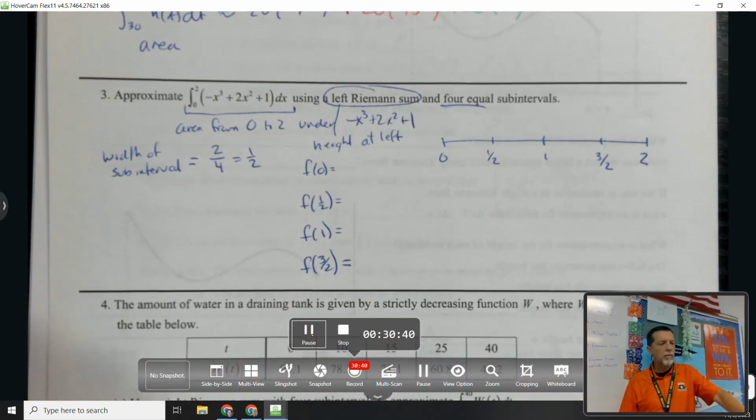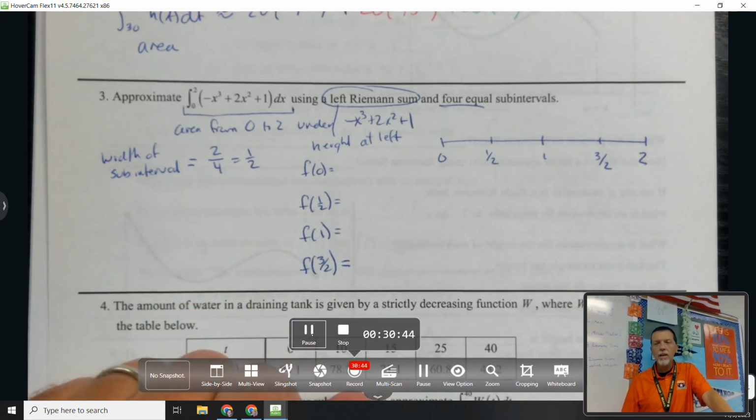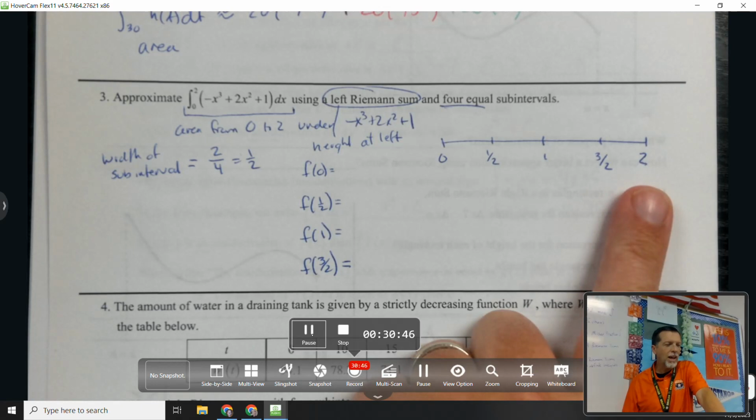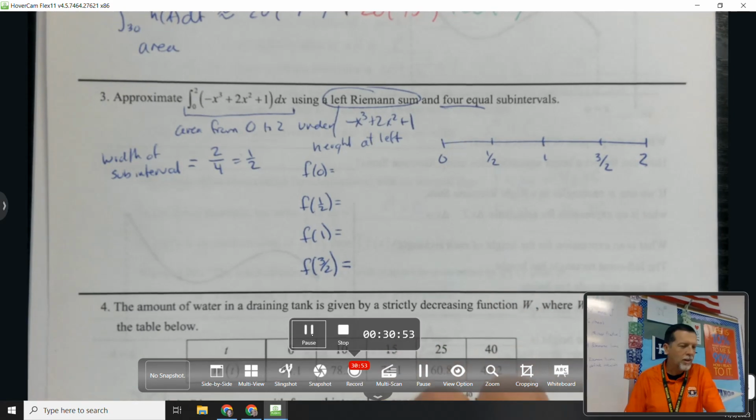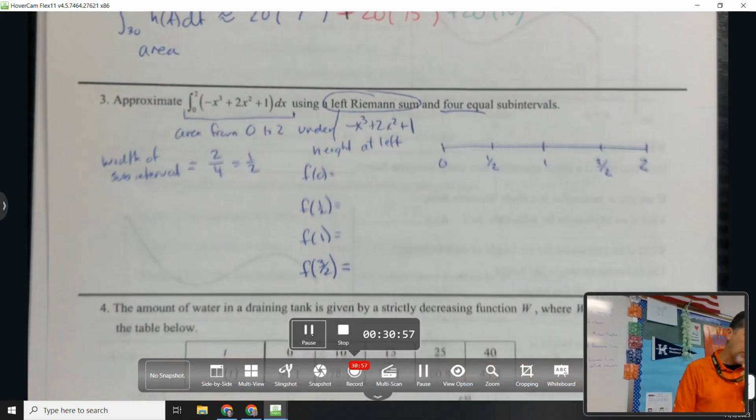Does that make sense? Do you know why I'm finding f of 0, f of 1/2, f of 1? Why am I not finding f of 2? Because that's on the right. That's the right-hand side of a rectangle. So I won't need f of 2. I only need f of 0, f of 1/2, f of 1, and f of 3/2.